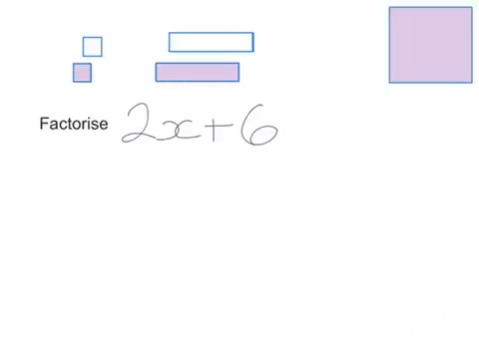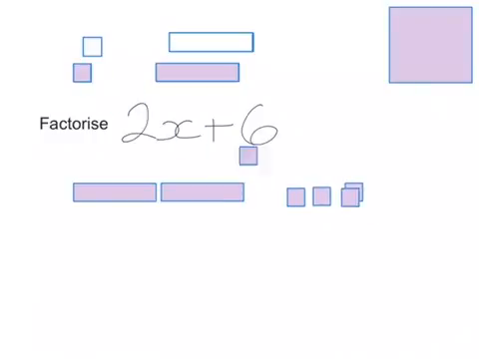Let's say you were asked to factorise 2x plus 6. Well, factorise is about factors, but what I'd like you to start off doing is by making 2x plus 6. So 2x plus 1, 2, 3, 4, 5, 6. But I want you to make this into a rectangle.